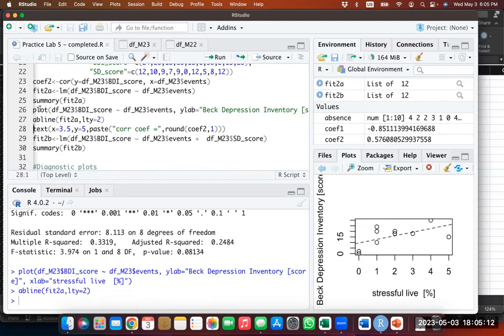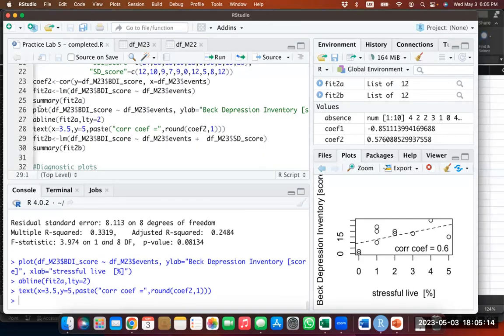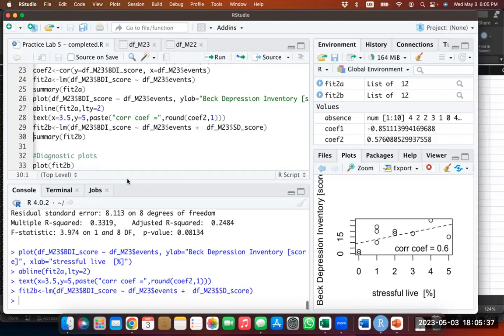Line 27 fits a line through. Line 28 gives us a correlation coefficient. That's the origin left now. So there was the correlation coefficient that Dahlia commented on. That's the 0.6. And fit 2b, and this is where it's getting interesting. So that's the multivariable model that we have seen as an SPSS output in chapter 16. Here we're actually computing it ourselves.